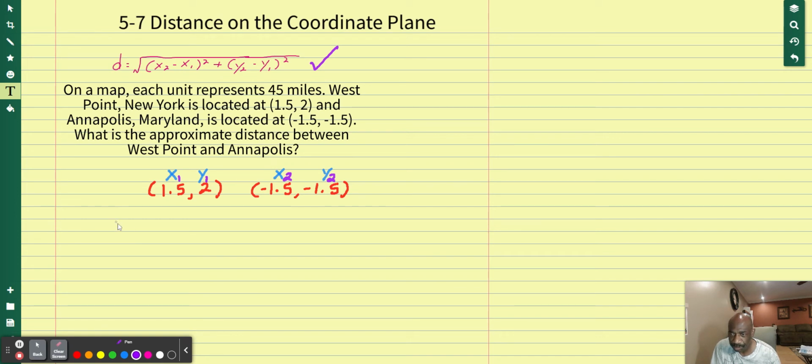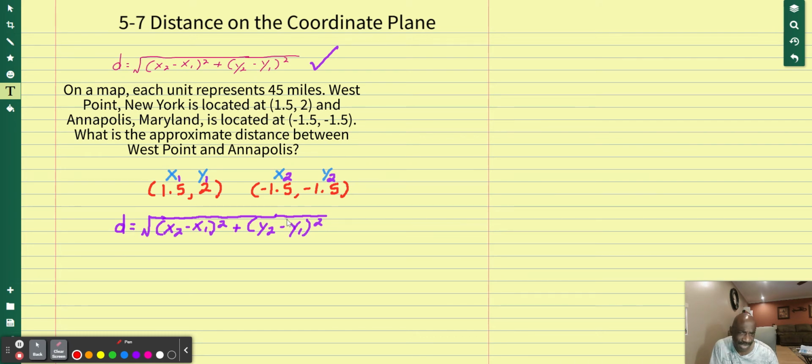Distance equals the square root of x2 minus x1, square that, plus y2 minus y1, and square that. Let's extend this line. You're going to work all that out, and then we're going to get the square root of it all. All right?